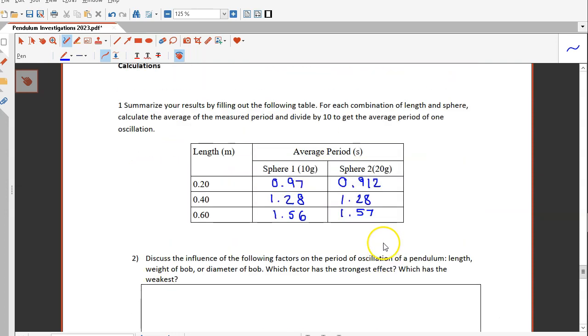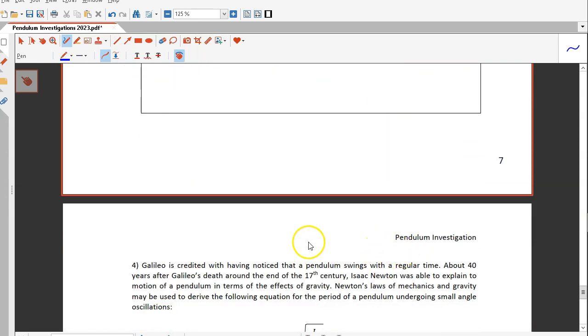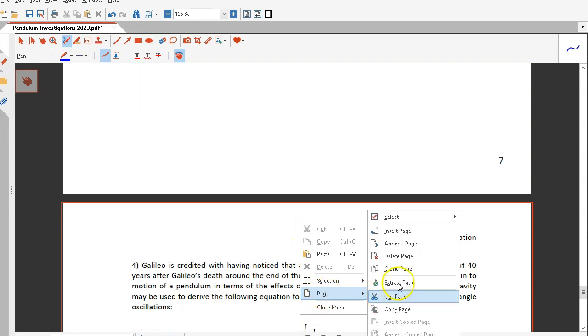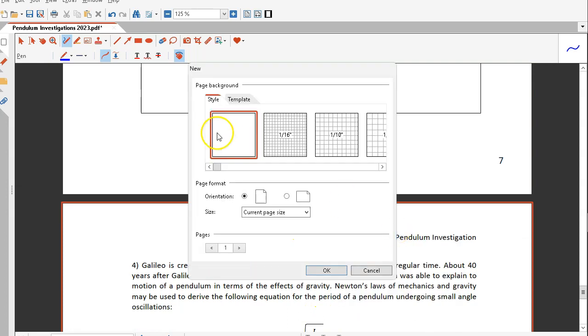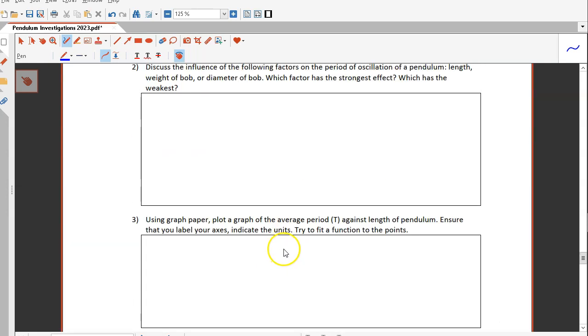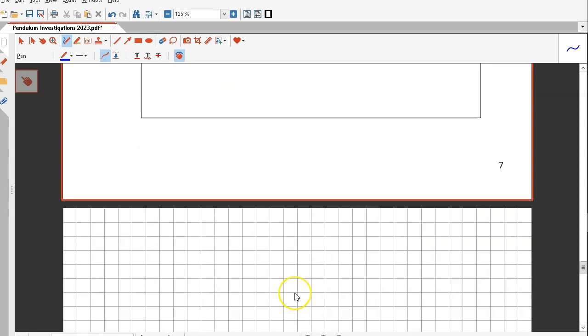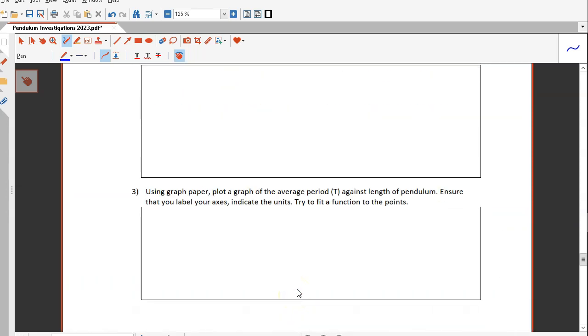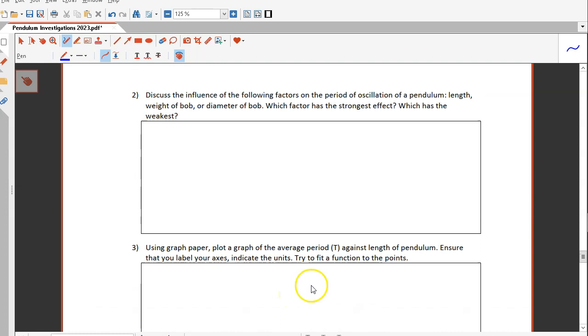Now, let's plot these on graph paper. So let me insert some graph paper into this. And you can, of course, use a separate piece of graph paper. Okay, so there's my graph paper, and I need to plot the average. This space here really is too small for us to plot the graph, so we'll have to add another sheet. I apologize about that. So using graph paper, plot a graph of average period against the length of the pendulum.